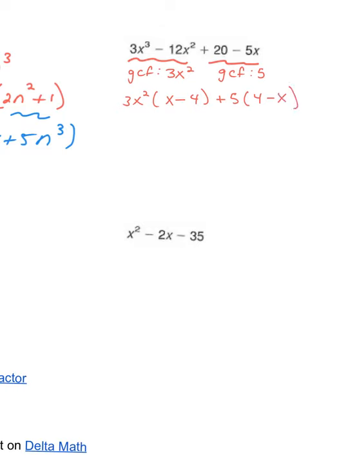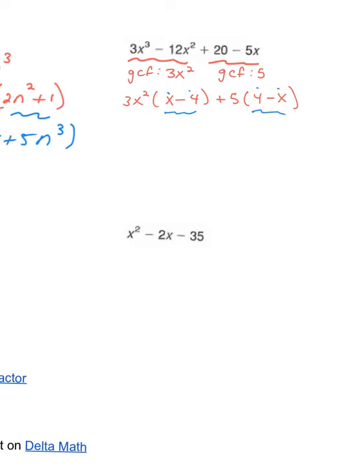The second two terms, if I take out a positive 5, I would be left with 4 minus x. Now, remember, the two groups here are supposed to look exactly alike. But notice the signs are opposite. The first one has a positive x and a minus 4. The second one has a positive 4 and a minus x.